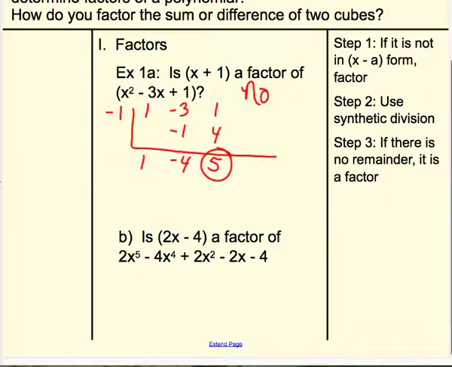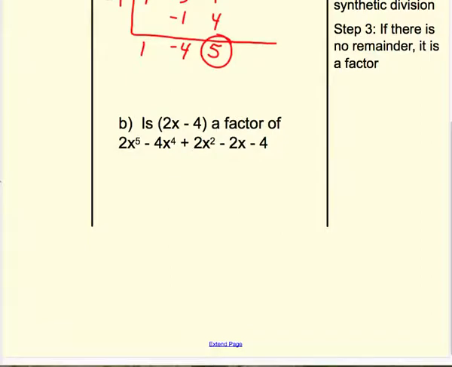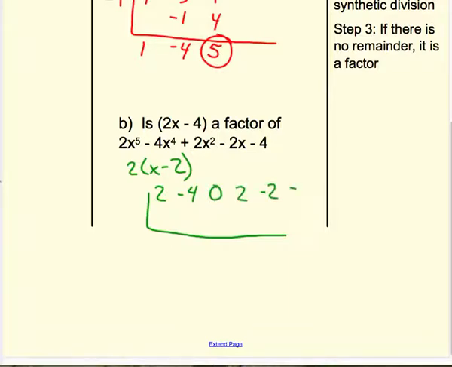All right, second example is, is 2x minus 4 a factor? Now in this case, normally we would have to do long division. However, that lead coefficient of 2 is a GCF, so we can factor that out. Now the binomial x minus 2 is in the form that we can use synthetic division with. So setting up our synthetic division, 2x to the 5th minus 4x to the 4th plus 0x cubed plus 2x squared minus 2x minus 4. Pulling the 2 out of the binomial, using our synthetic division.